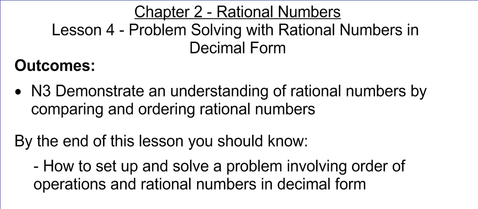This is lesson 4 for chapter 2, rational numbers. So we're going to begin problem solving with rational numbers in decimal form. By the end of this lesson, you should know how to set up and solve a problem involving order of operations and involving rationals that are in decimal form. These rational numbers will also be integers, so remember your integer sign rules.